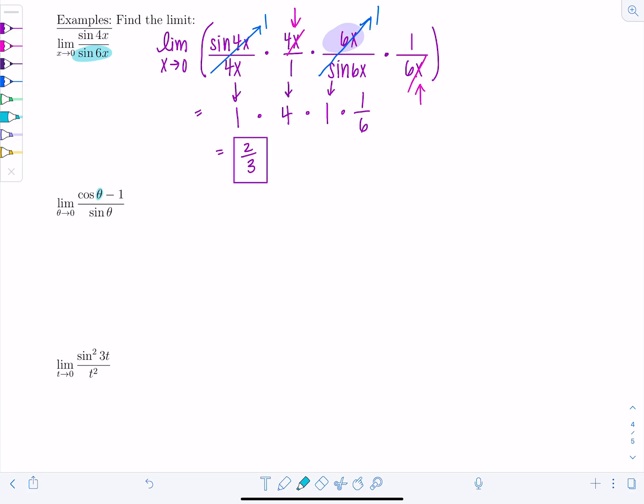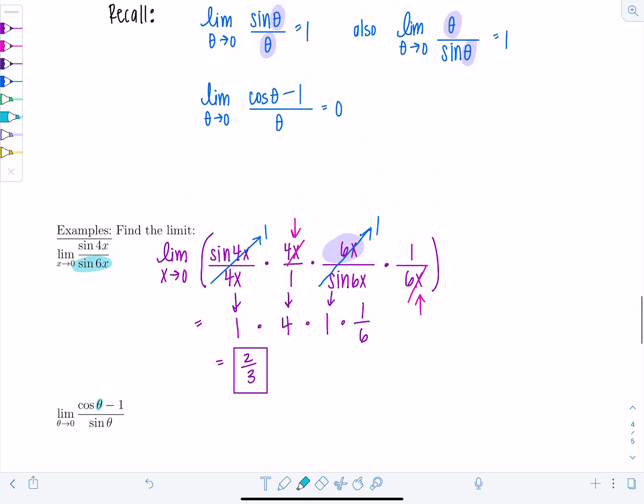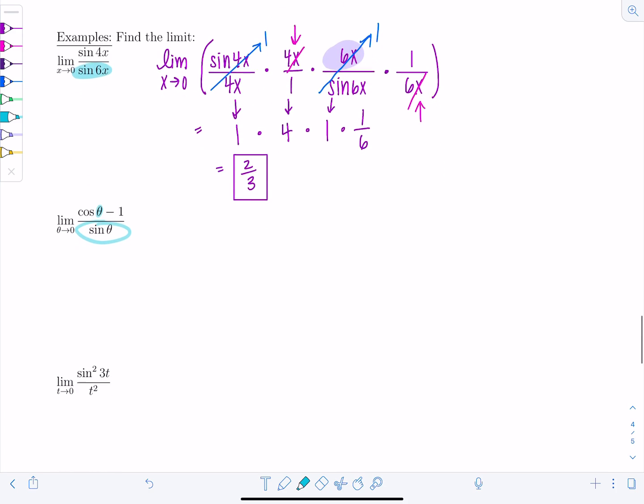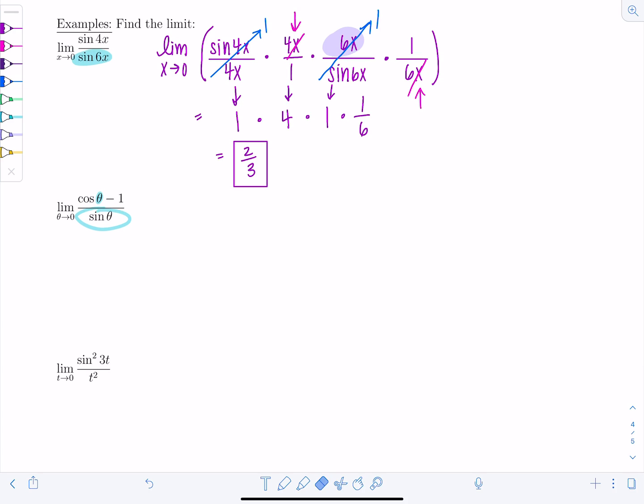Okay, look at what we have. Look at the limit formulas. I see cosine theta minus 1, just like here, but what's missing? There's no theta in the bottom, right? And then again, I see sine theta in the denominator, just like here, but there's no theta in the numerator. So I wish there was a theta in the denominator. I wish there was a theta in the numerator. Let's make it happen, people. I'm going to multiply by theta over theta.